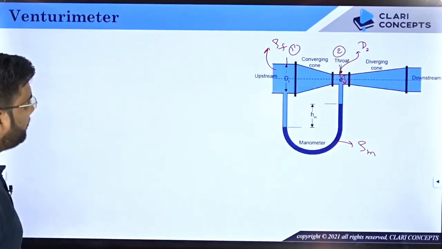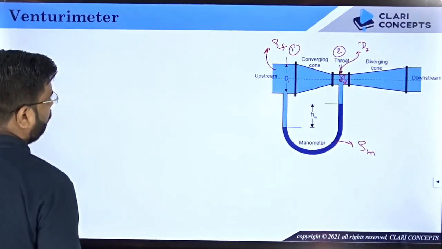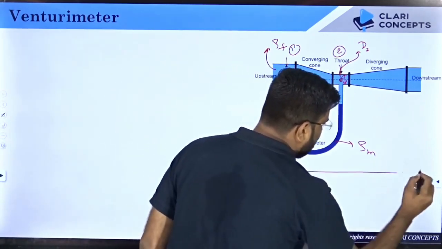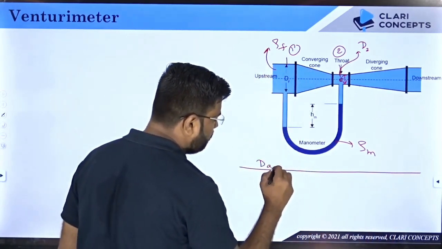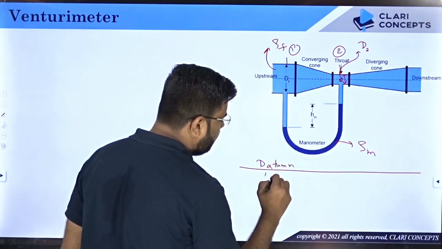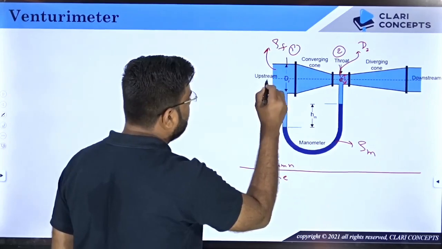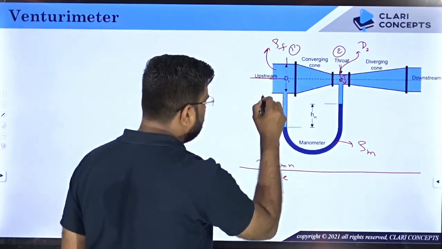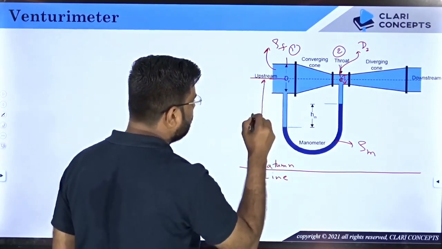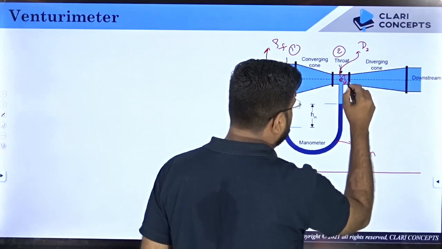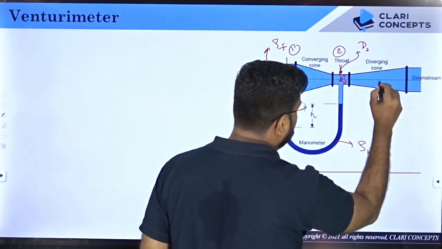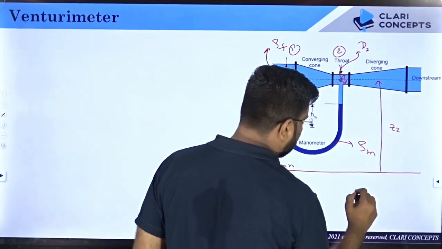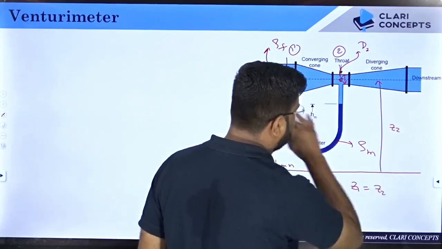Clear? Now see, let me try to use Bernoulli's theorem, and let me say the datum line is somewhere over here. The datum line is anywhere in between, so you can say that the section 1 center is over here. So this is your Z1 from here to here, and then this is your Z2. This is the same center, right? Same distance. So Z1 and Z2 will be equal, right? Both of them will be equal because the pipe is horizontal.